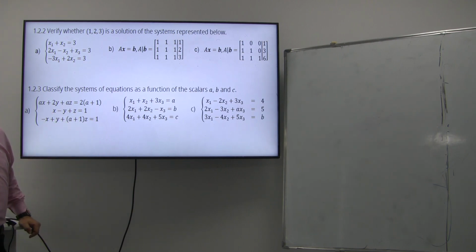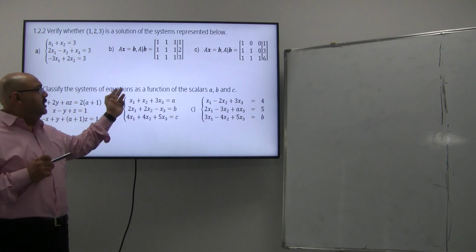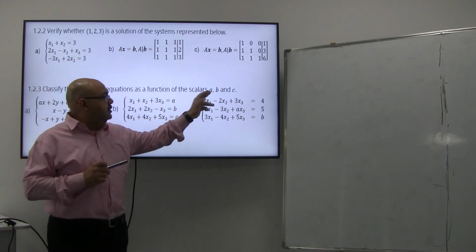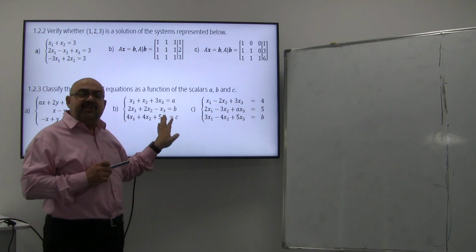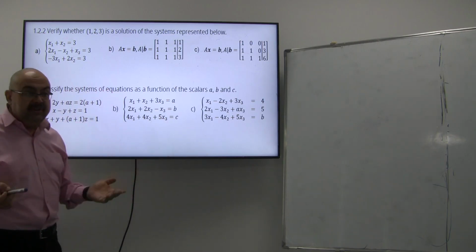Okay? There is a new element involved in this matrix, which is the a symbol. He is asking you to classify the systems of equations as a function of the scalars a, b, and c, if they exist in one or two or in any one of them. So it's really very simple.